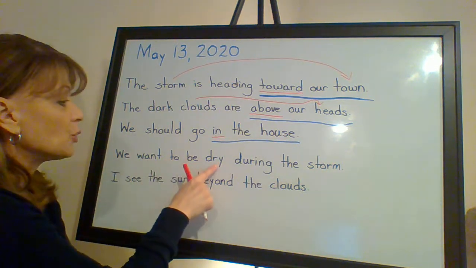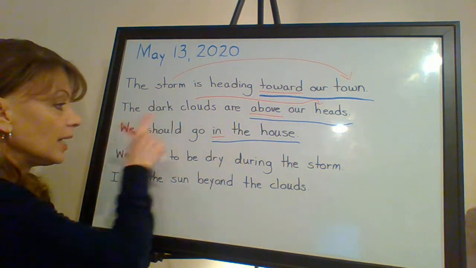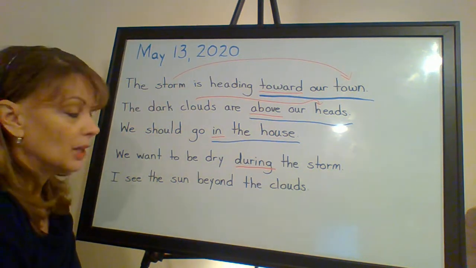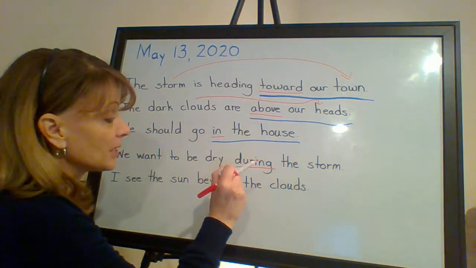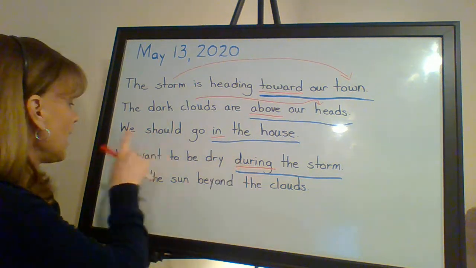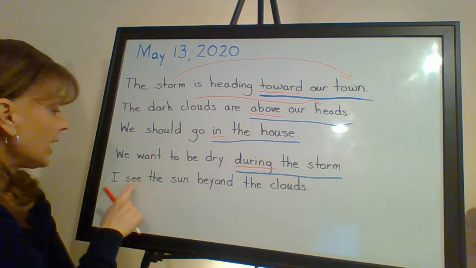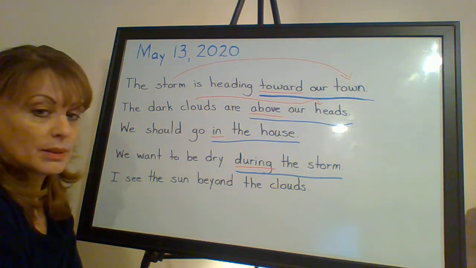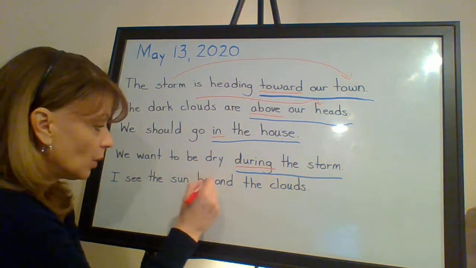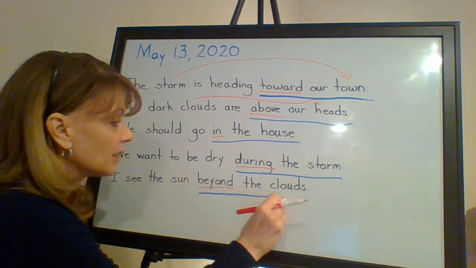We want to be dry during the storm. Well, what are we connecting? We're connecting we and the storm, so it's the word during. During the storm is the prepositional phrase. The preposition is during, that is connecting the pronoun we to the storm. And the last one, I see the sun beyond the clouds. Well, we're going to connect I and the clouds with the word beyond, and the prepositional phrase is beyond the clouds.